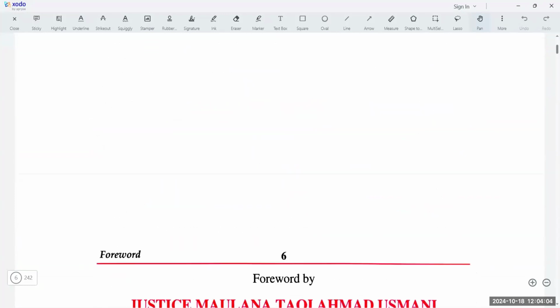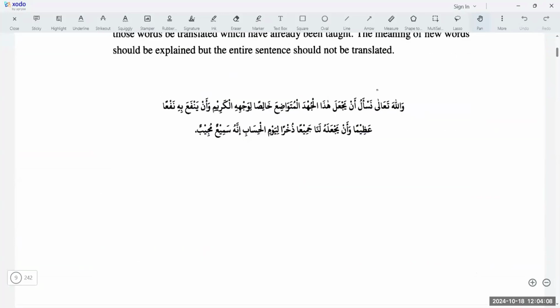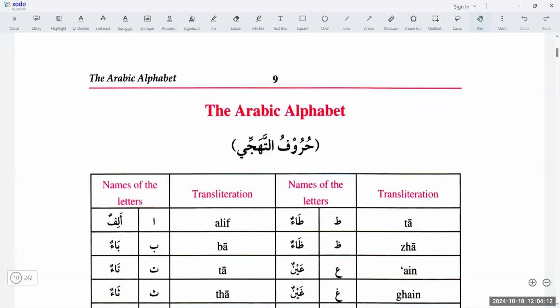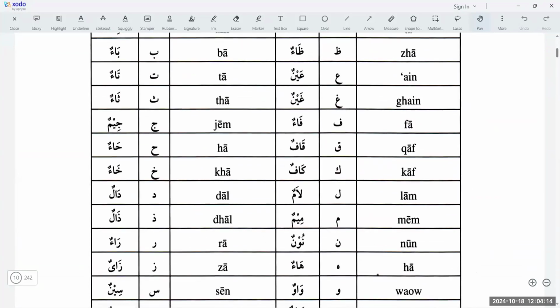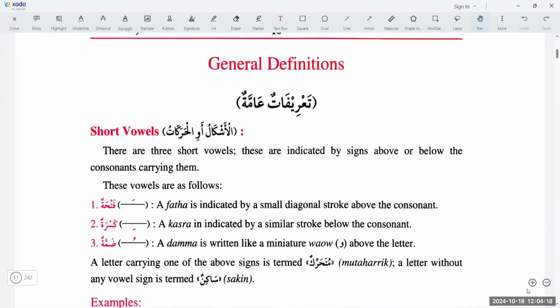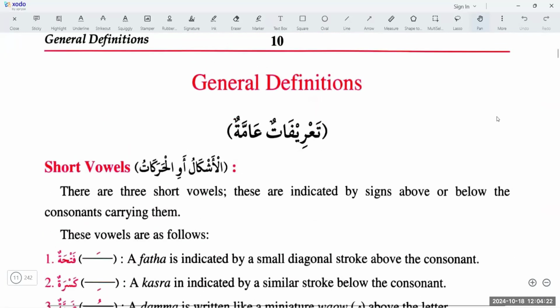This is the introduction and the content of the book. You can read. I have shared the PDF in the group. And this is the Arabic alphabet. You are already familiar with it. Now we start with the lesson. There are some general definitions. First of all, we will learn about this.